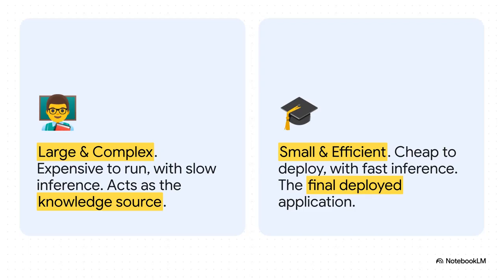And this table really highlights that core trade-off perfectly. You've got the teacher model. Large, complex, expensive to run, slow inference. It's our source of knowledge. On the other side, you've got the student model. Small, efficient, cheap to deploy, and fast. This is our production workhorse. We're literally capturing the essence of the teacher, but in a form factor that actually works for the real world.